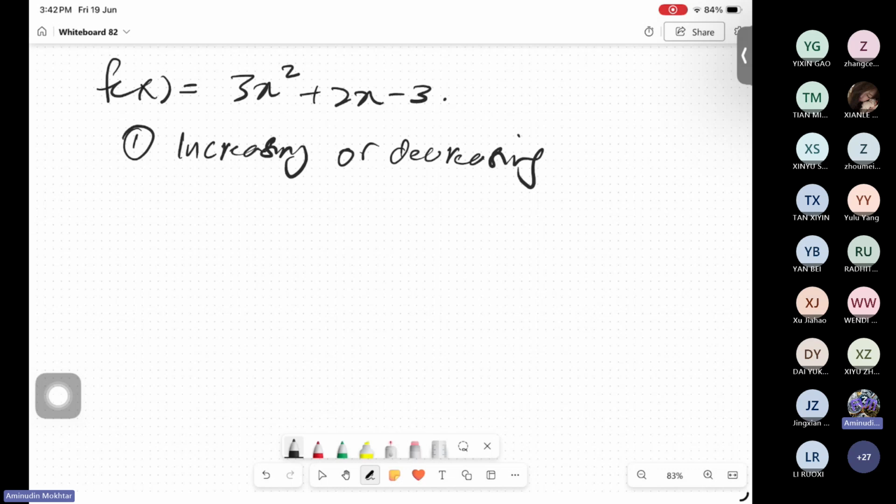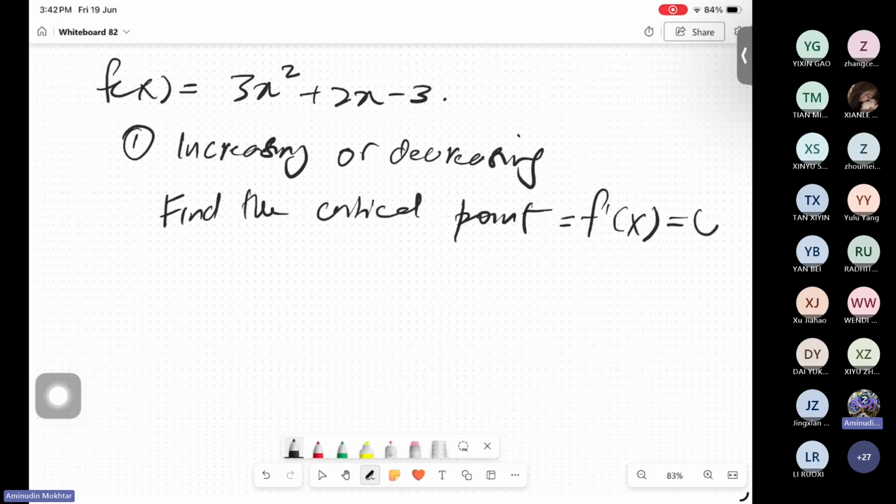Now we need to know the critical point. In order to answer this question, the first part is to find the critical point. At this point, the first derivative is always equal to 0. That is why it is called a critical point, because at that point the first derivative is 0.